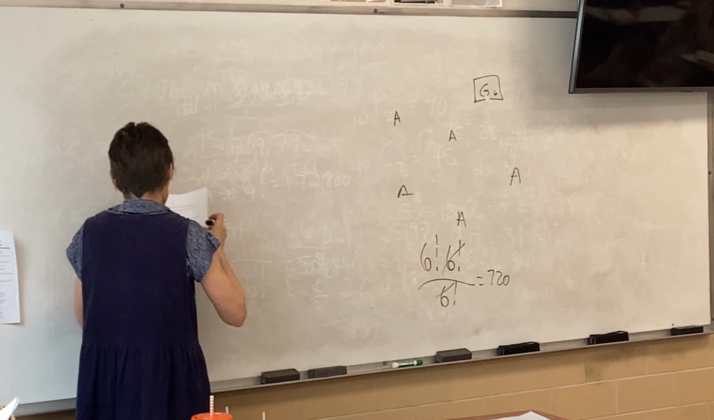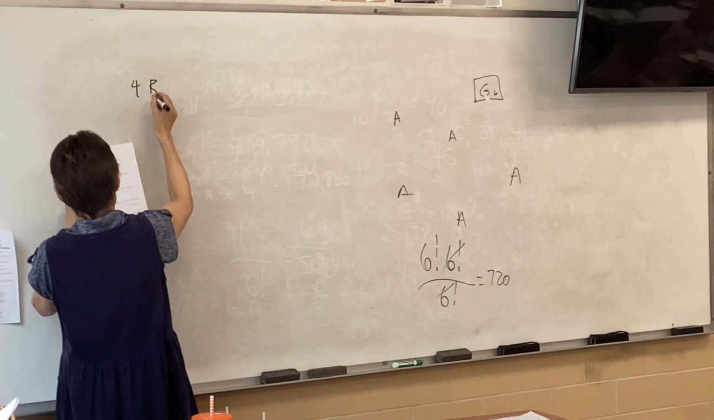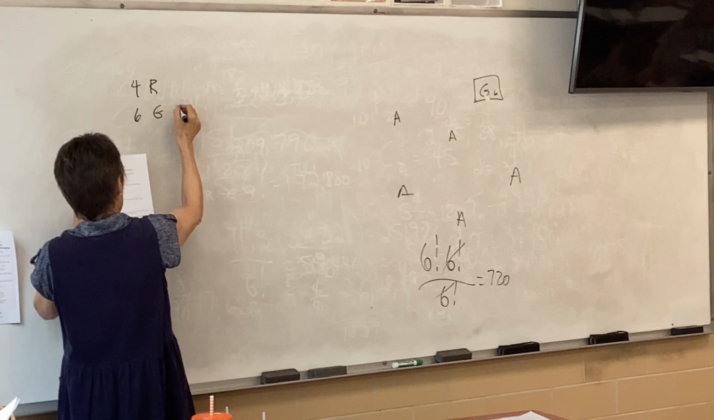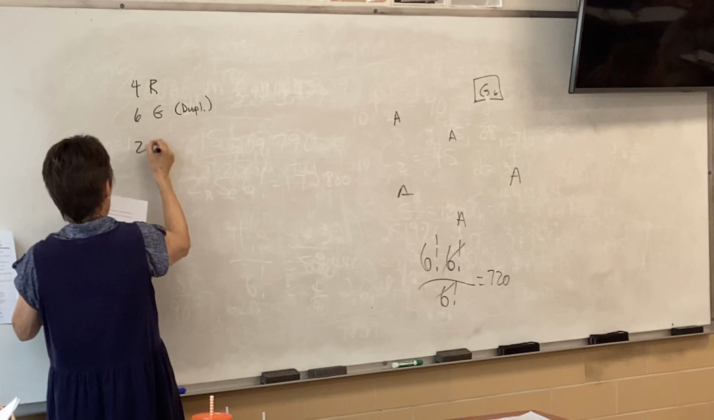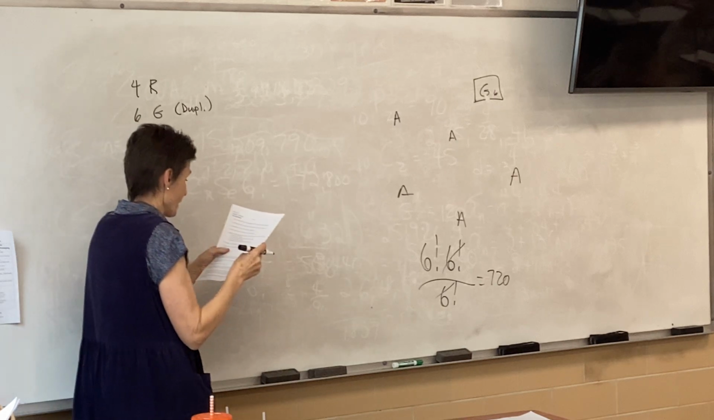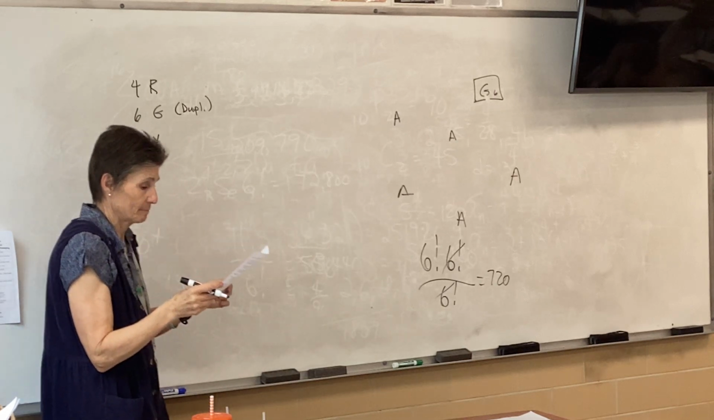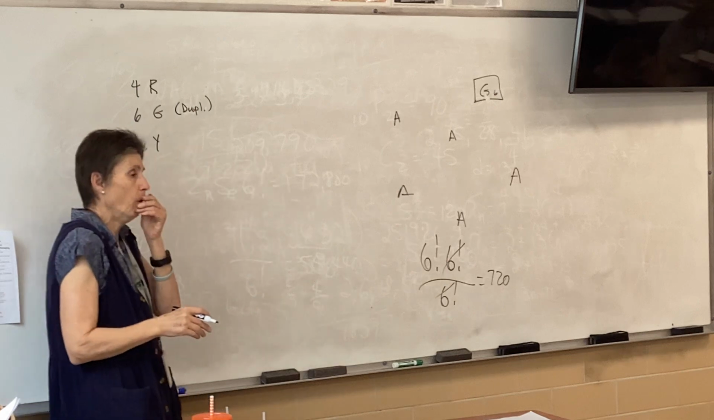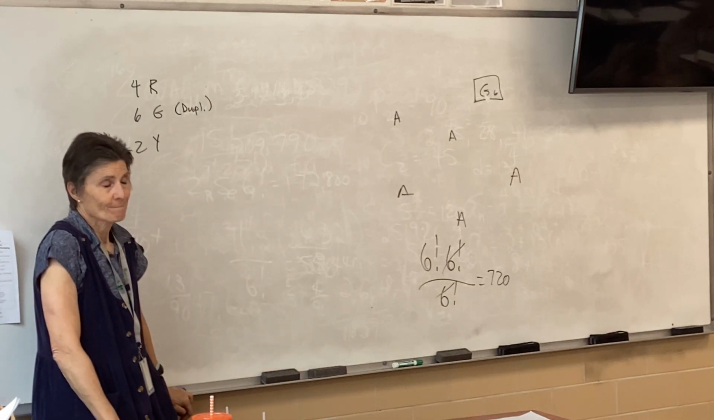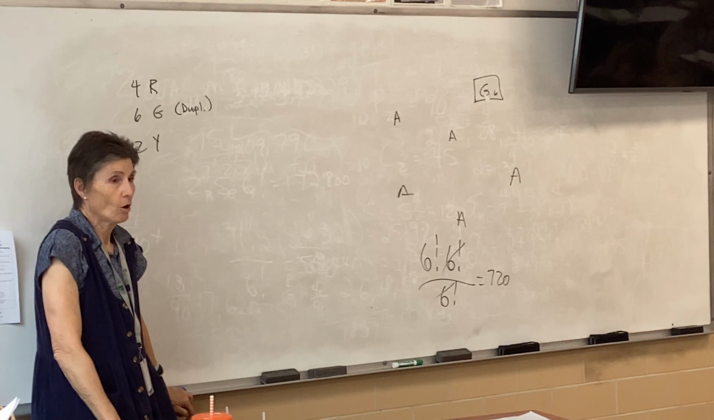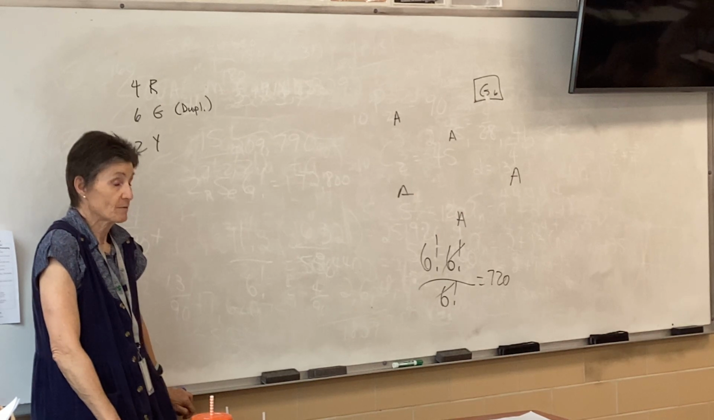How many ways can 4 red, 6 green that are duplicates, and 2 yellow be arranged to make a necklace? All right, what's your thought? What are you thinking? What's the first thing you're doing?